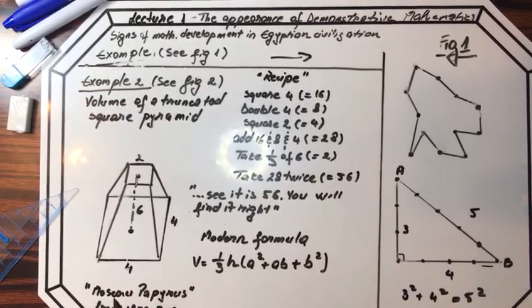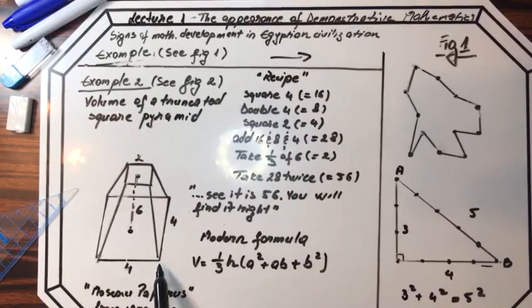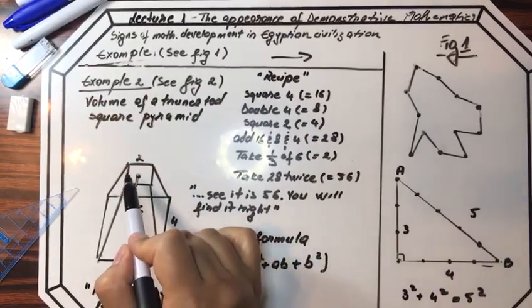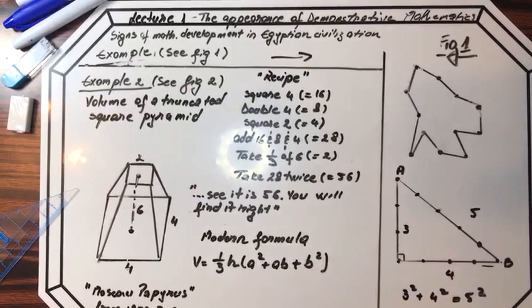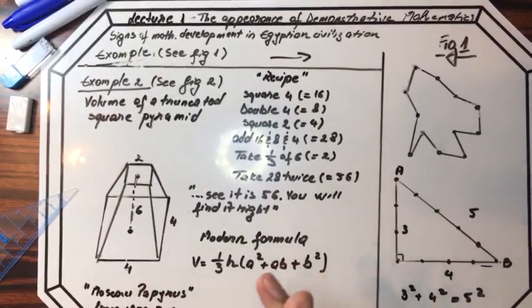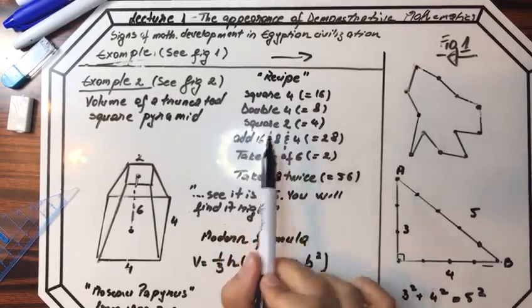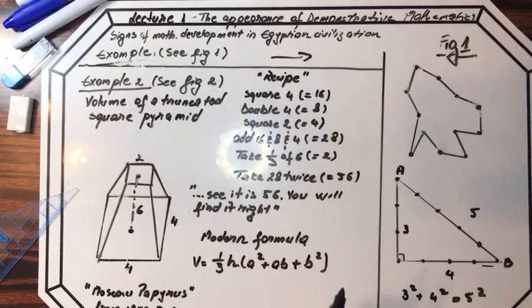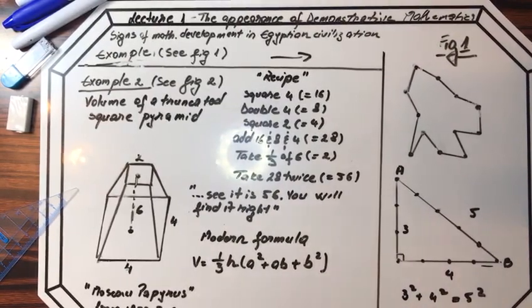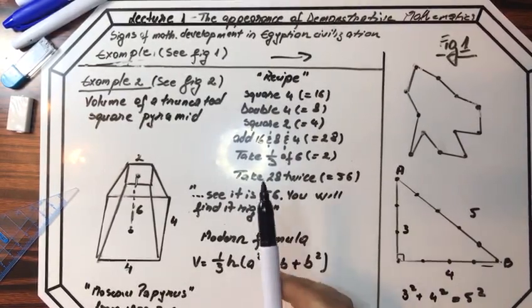A pyramid with base being a square of size 4 and the top one is a square of size, not size 2, but the length of the side is 2, and the height is 6. So this recipe tells you exactly how to get the volume of this truncated square pyramid.